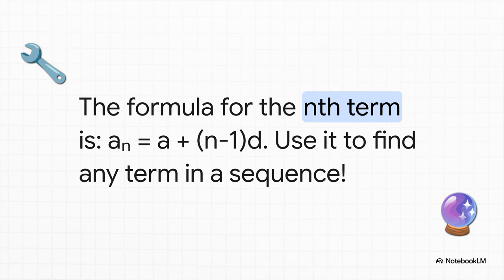Now don't let the letters scare you. A sub n is just a fancy way of saying the number we're looking for. And the formula is simple. You take your starting number, A, and you add your step size D a bunch of times. So how many times? Well, that's the n-1 part. And it makes total sense if you think about it, right? To get to the second number, you just take one step from the first. To get to the 15th number, you're going to take, you guessed it, 14 steps.